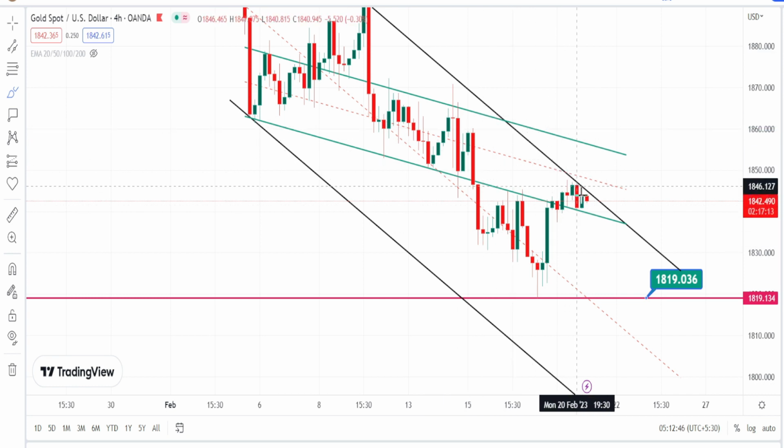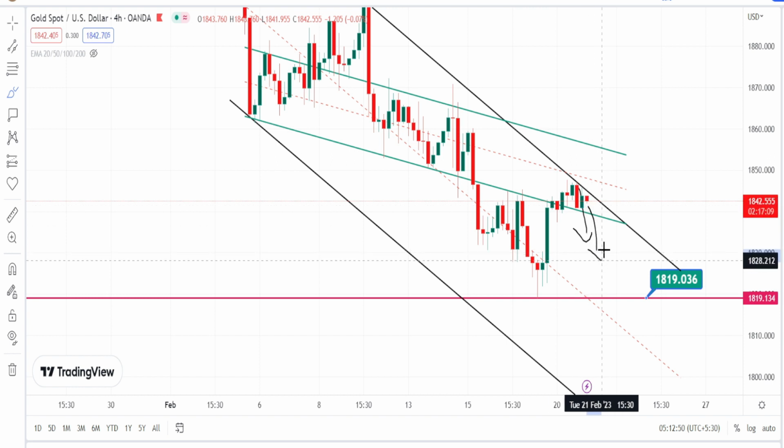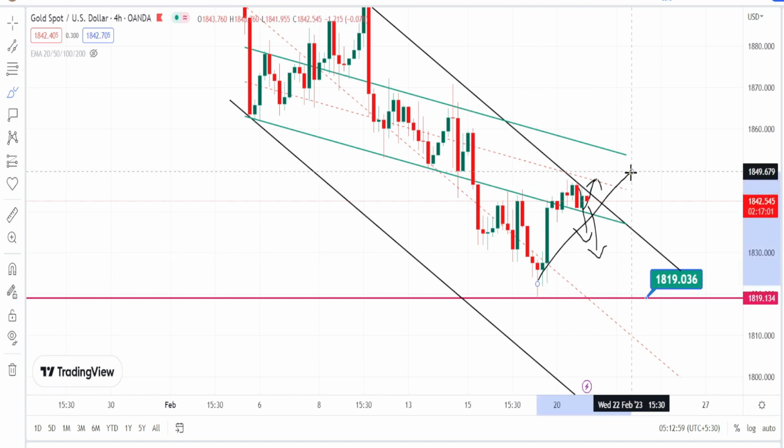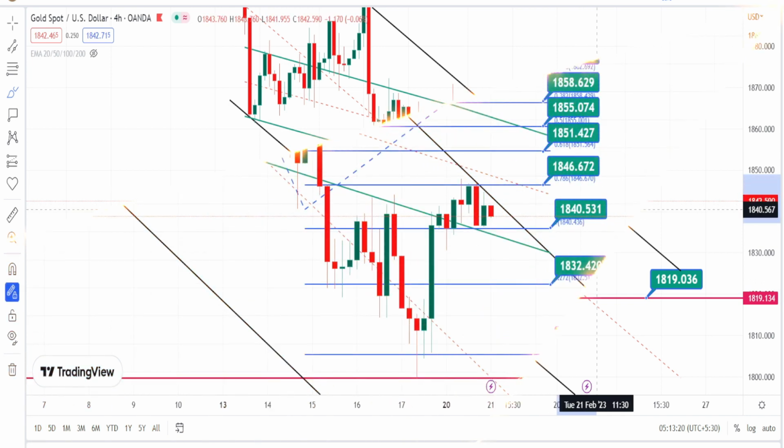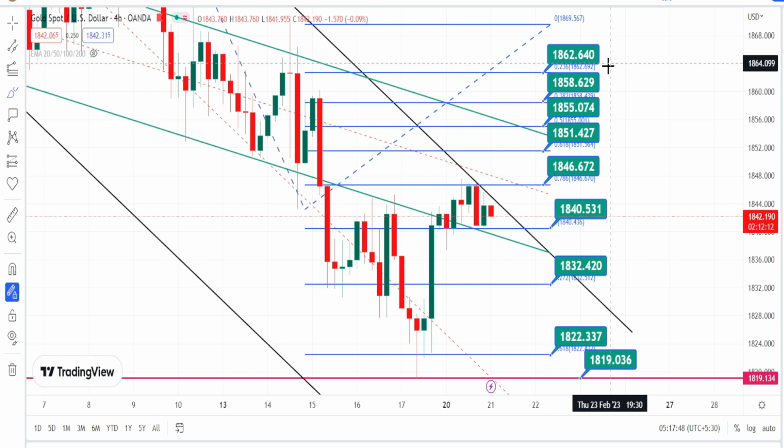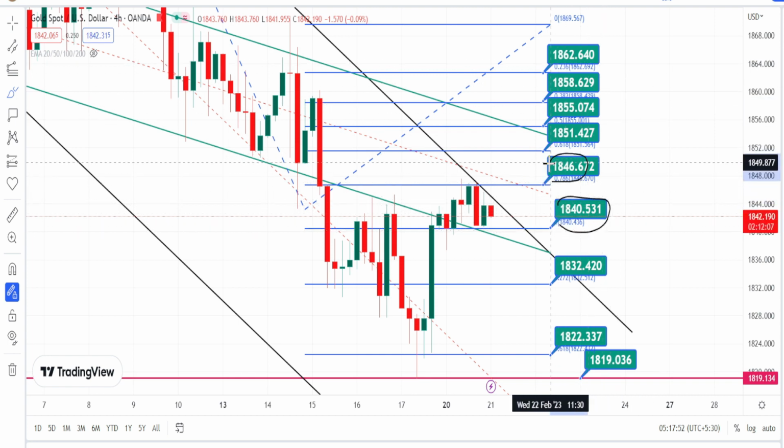So for now, if the price action breaks this support line, it will be the continuation of the bearish trend. And if the price action breaks this resistance line, it will be the continuation of the current bullish trend. So wait for the price action to give a breakout from this consolidation. So the values within this green color boxes are the support and resistance line for the current price action in 4 hours time frame.